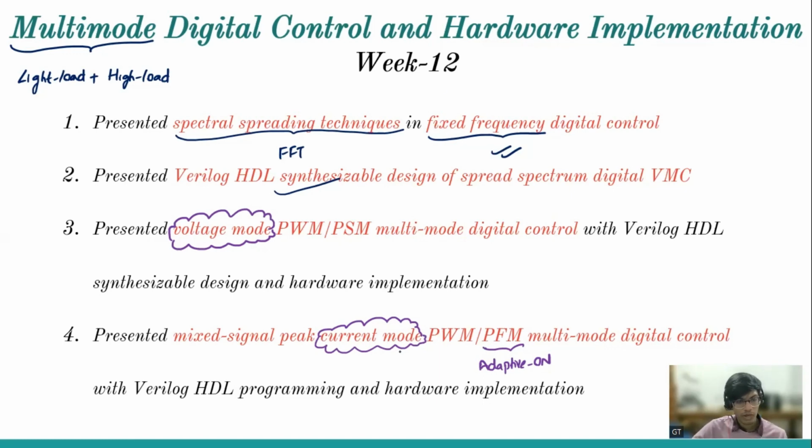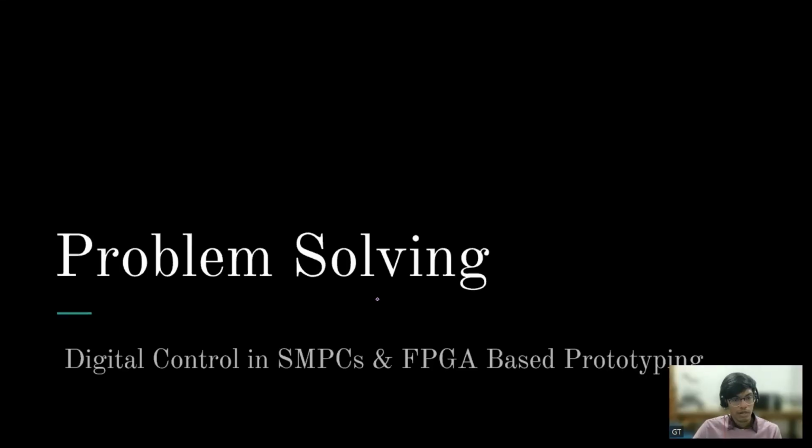And in the current mode, we have selected mixed signal peak current mode control and adapt on time, which happens to be again peak current mode control. And we have seen the hardware Verilog HDL implementation as well as the hardware implementation. So this completes our summary, and I'll quickly go through the problem solving session.